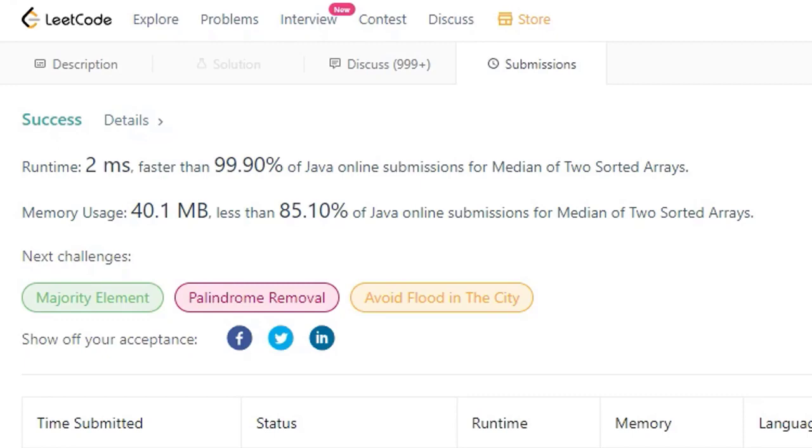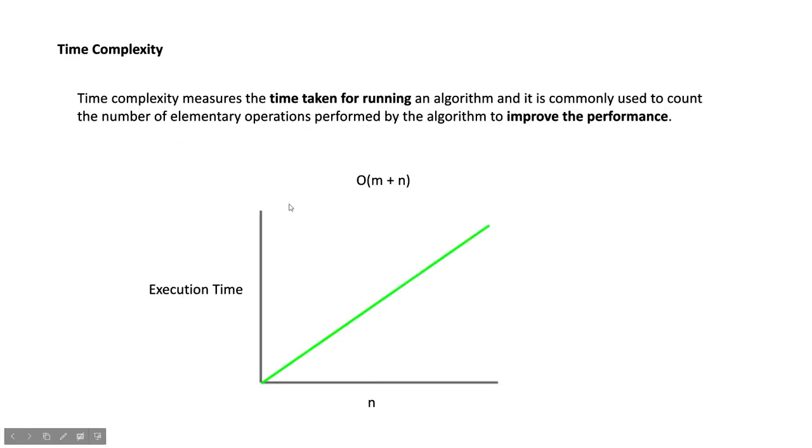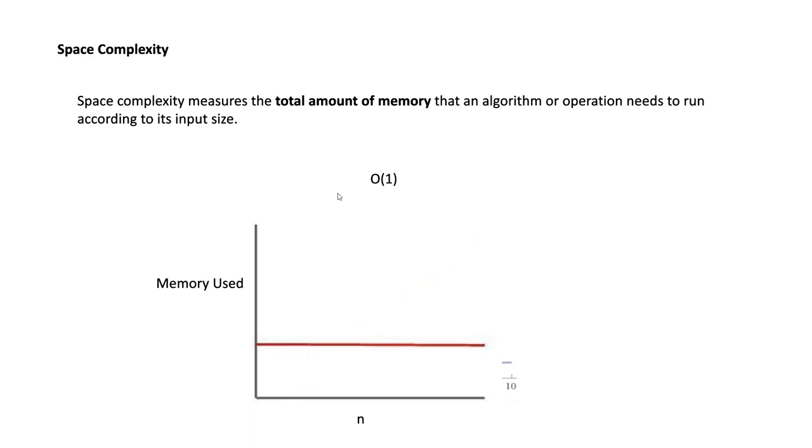Now, time and space complexity. We did this in O(m+n), where m is the length of array nums1 and n is the length of array nums2. And the space complexity is O(1). We don't need any more space other than the initial space we create for the arrays. We don't increase the arrays in any way. And so that is O(1).